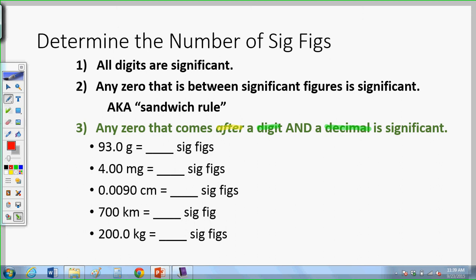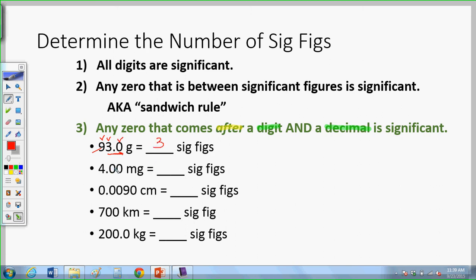So the first one, 93.0 grams. I'm going to start with rule 1, where I put a check mark above all digits. So the 9 and the 3 are digits, numbers 1 through 9. They are significant or measured. Rule number 2, we have to look for zeros in a sandwich or between significant figures. This 0, it is not in a sandwich. Next, I'm going to look for zeros that are coming after, meaning to the right-hand side of a digit and a decimal. This 0, whoops, didn't mean to make that straight mark. This 0 is to the right-hand side of a decimal, and it is to the right-hand side of a digit. And by that, I mean anywhere to the right-hand side. So therefore, it is also significant. And there are 3 significant figures.